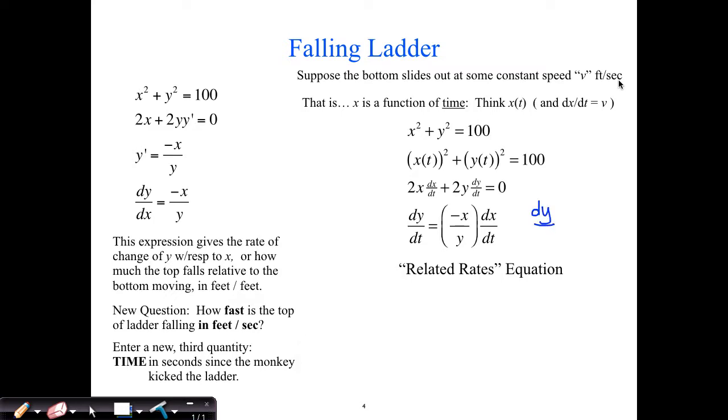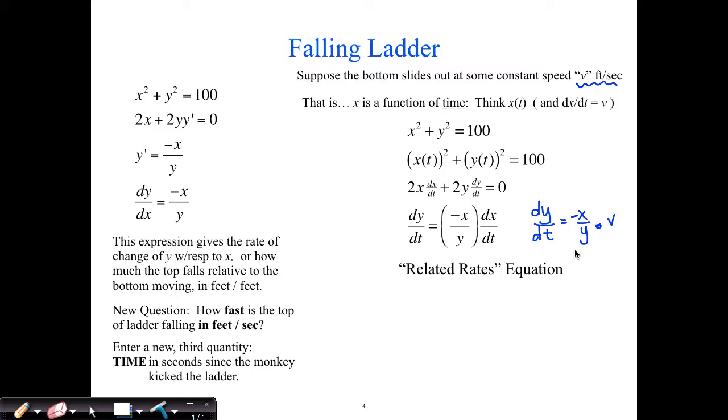So the rate of change of y with respect to time, meaning a speed at which the top of the ladder is moving down the wall, because it is moving down, is given by negative x over y times, well, it says dx/dt, but we're given a value for that, times v. v feet per second is how fast the bottom is sliding out. So this v is a particular value of dx/dt, and in fact we're told that through this process, it's a constant value. You could treat it either way.